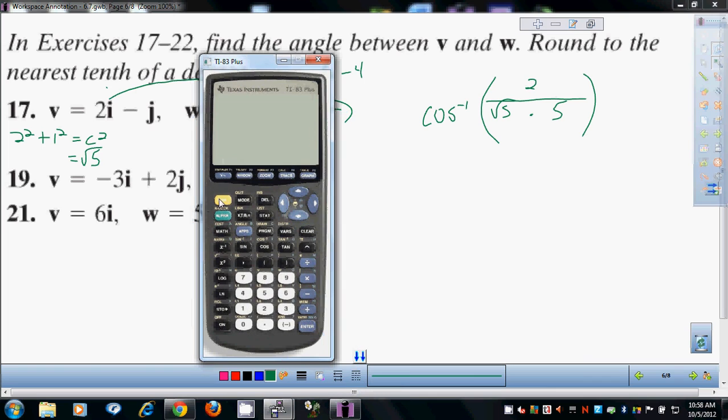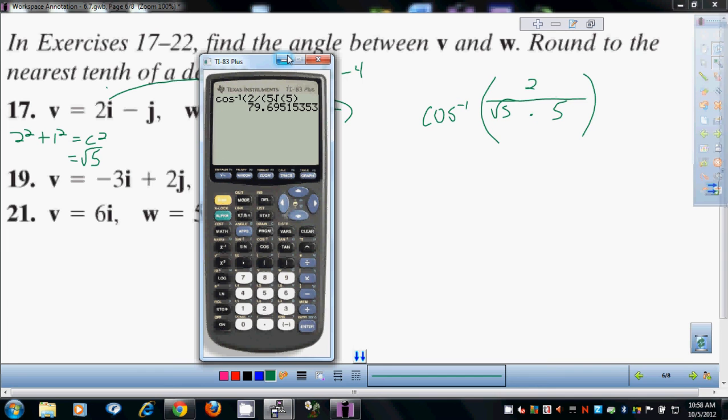Okay, so here we go. Second cosine. Oh, make sure you're in degree mode. That was almost a close one. Second cosine of 2 divided by 5 times the square root of 5. To the nearest tenth, 79.7 degrees is the angle between your 2 vectors. 79.7 degrees.